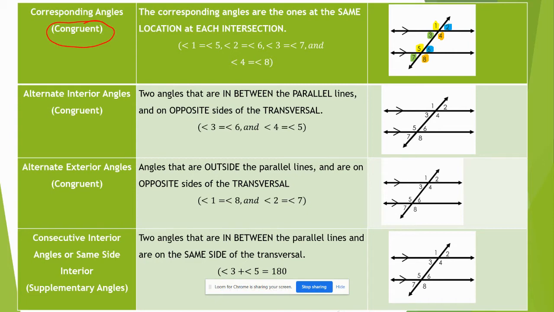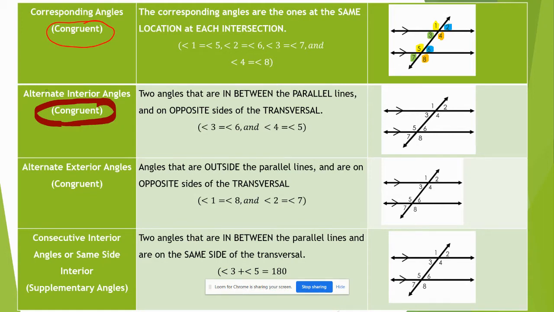Okay, our next special angle that is formed are alternate interior angles. So they are also congruent. So whatever, and we're going to talk about what they are, but those sets of angles are also congruent.